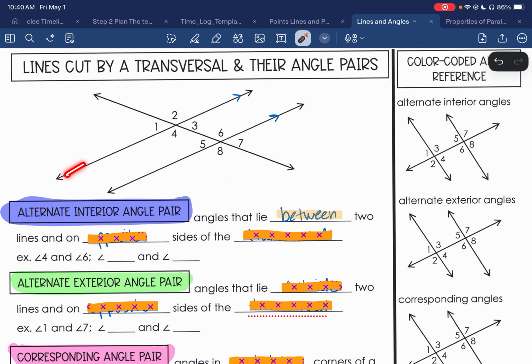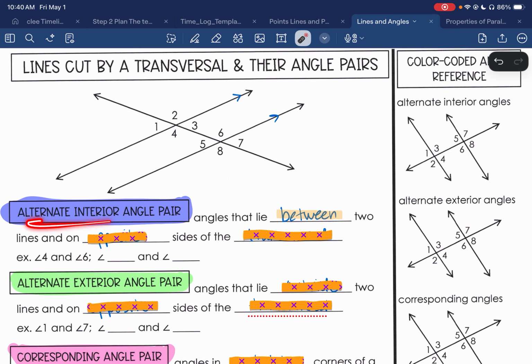When you have parallel lines cut by a transversal, some angle relationships start to happen. Some of these are congruent, some of them add up to 180. It just depends on which ones we're talking about more specifically. All right, so let's go ahead and look at that right now.